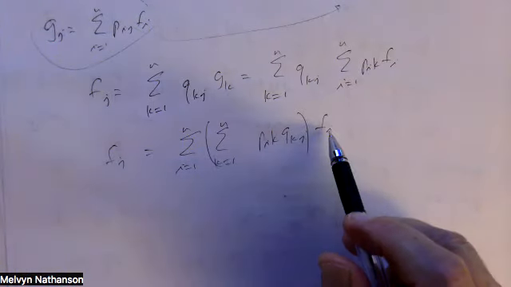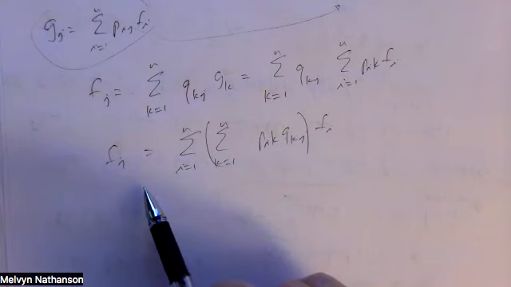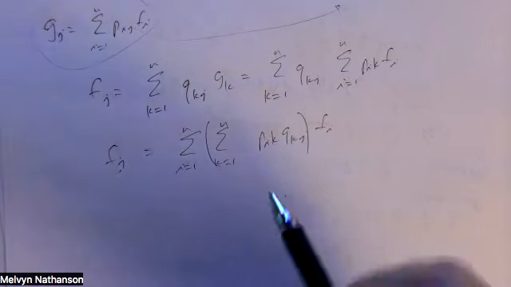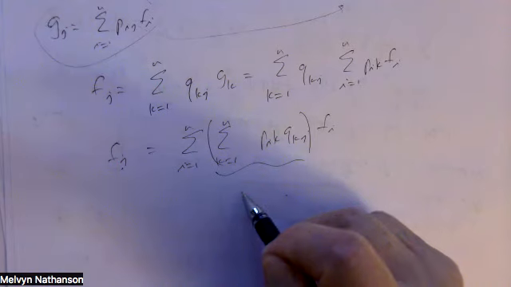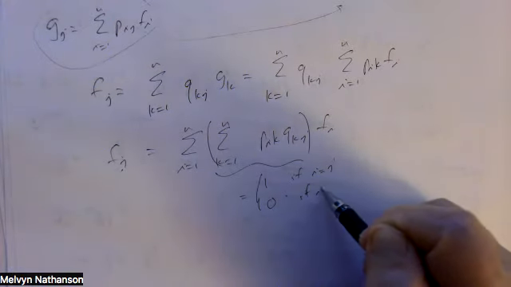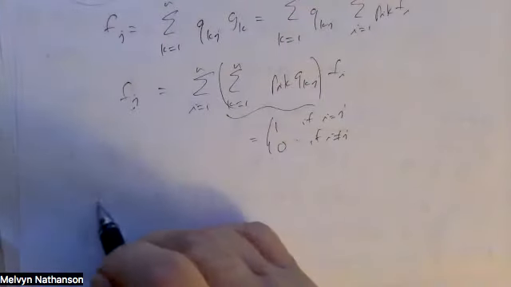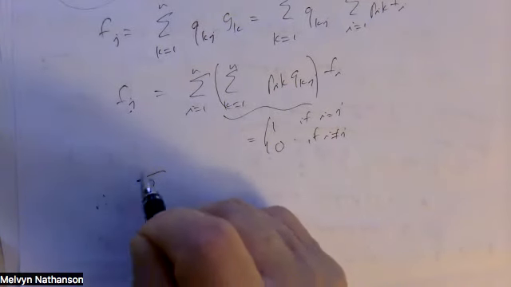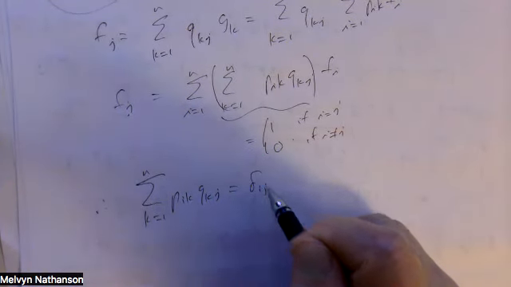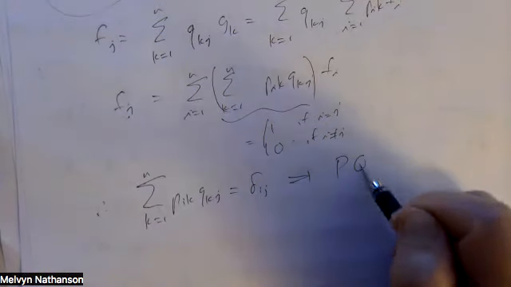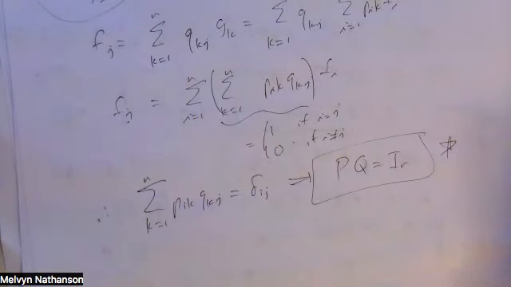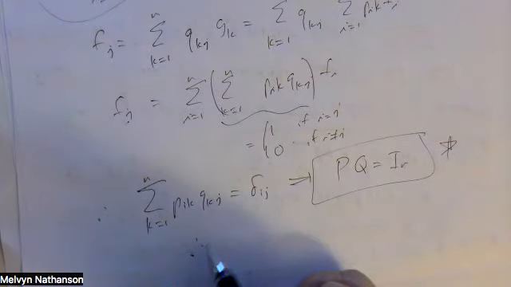So f_j is this linear combination of the f's, but the f's are linearly independent. So a vector has a unique representation as a linear combination of the f's. That means these coefficients have to be equal to 1 if i is equal to j, and 0 if i is different from j. In other words, the summation k goes from 1 to n, p_ik q_kj is the Kronecker delta, which means P times Q is the identity matrix. So P is invertible.